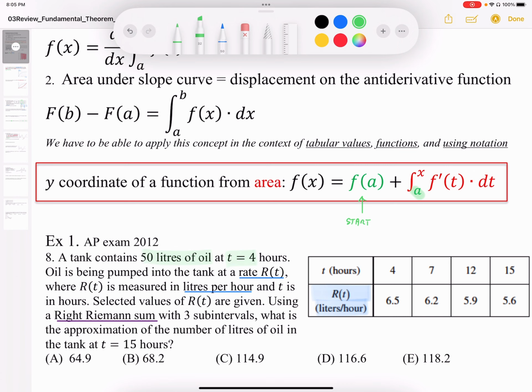And then from the starting coordinate, we're going to add on the change in the f. Okay, so the area under the derivative is going to represent the change in the antiderivative. So if we have some starting y-coordinate and we find the change in the y-coordinates, we'll end up with a new y-coordinate f of x.